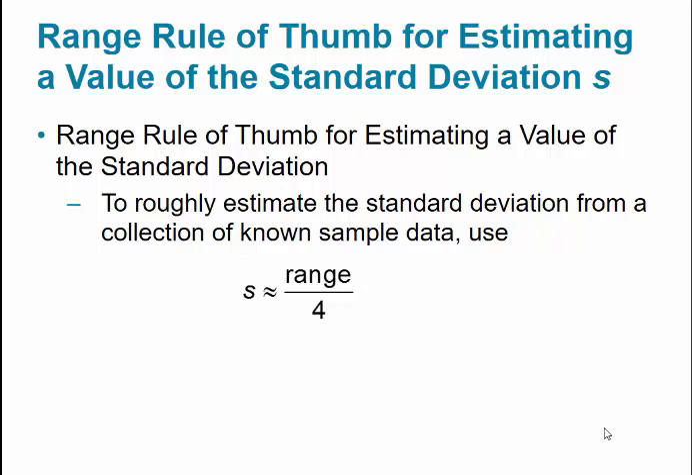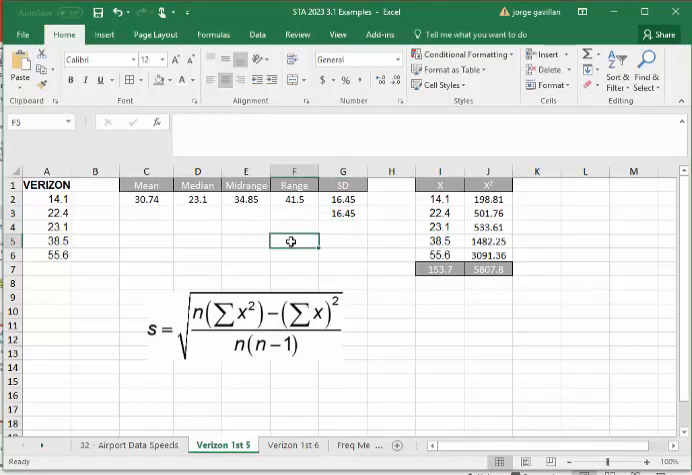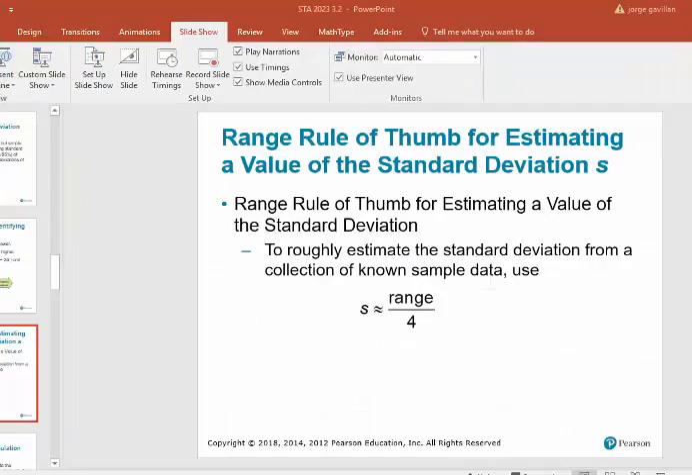Again, range rule of thumb: to roughly estimate the standard deviation from a collection of known sample data, we can use the range divided by 4. If we were to do that using the data set that we've had before, we know that this is our range. If I divide that by 4, you see that it does underestimate the standard deviation by a lot. So it is a very crude value, and if you have technology available, there's no need to find it that way.